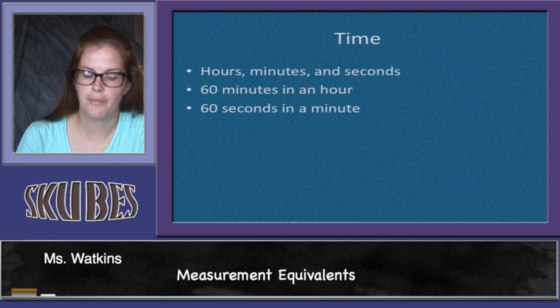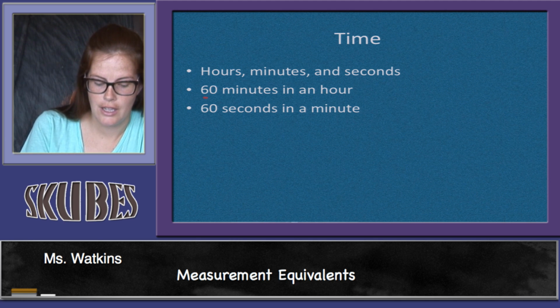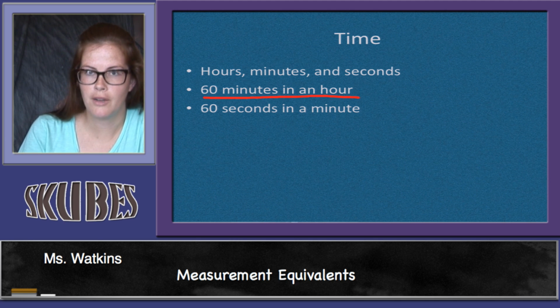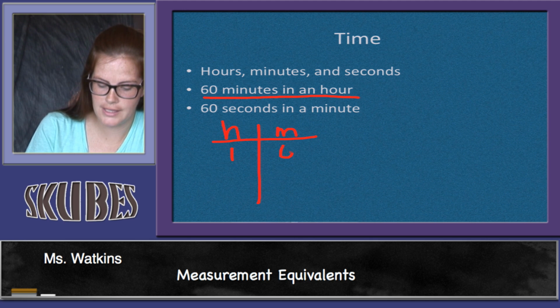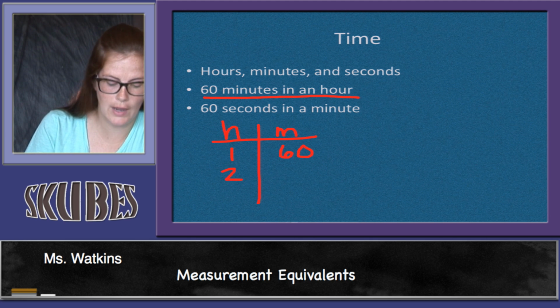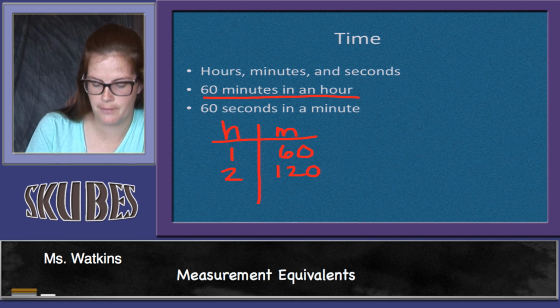All right, let's look at time. We need to know hours, minutes, and seconds. There are 60 minutes in an hour. So to create a two-column table here, we could have hours and minutes. We know in 1 hour there are 60 minutes, which would mean in 2 hours there are 120 minutes.